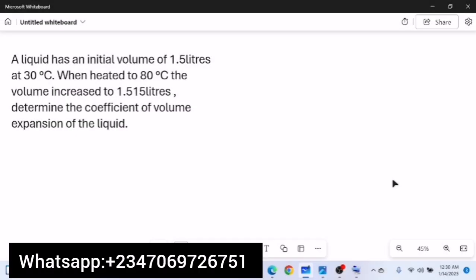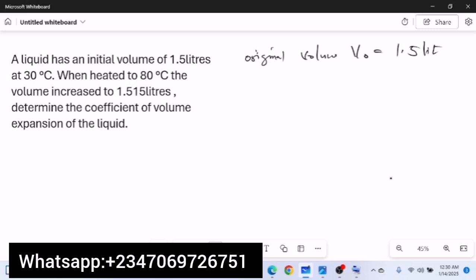Now let's consider this question. It says a liquid has an initial volume of 1.5 liters at 30 degrees Celsius. When heated to 80 degrees Celsius, the volume increased to 1.515 liters. Determine the coefficient of volume expansion of the liquid. So let's pick out our parameters. A liquid has an initial volume, which simply means the original volume, so the original volume V0 is 1.5 liters.